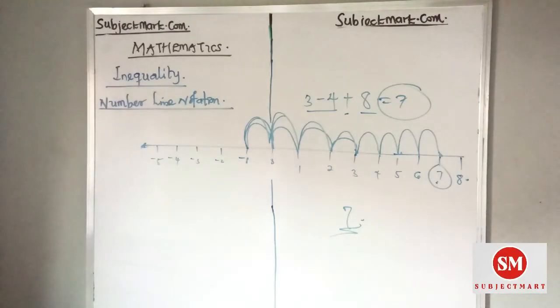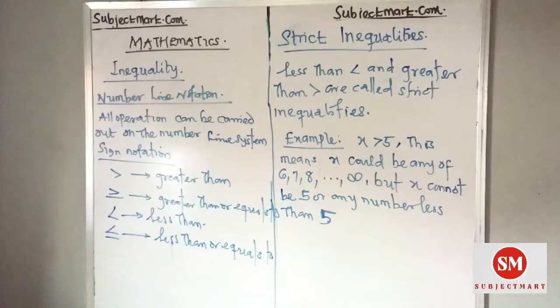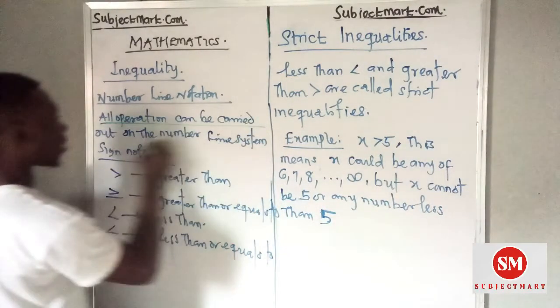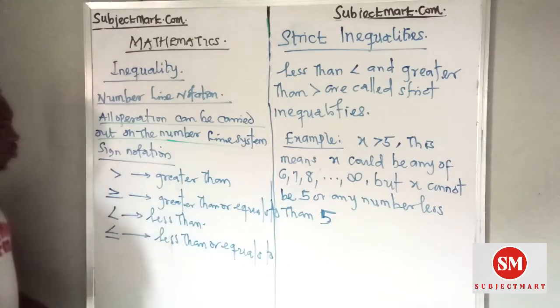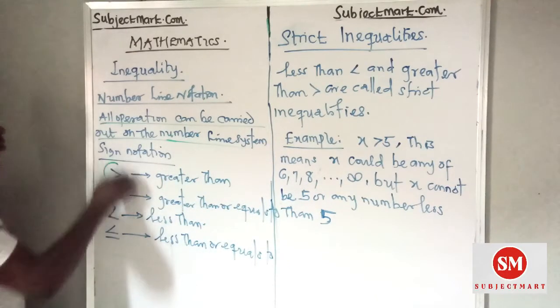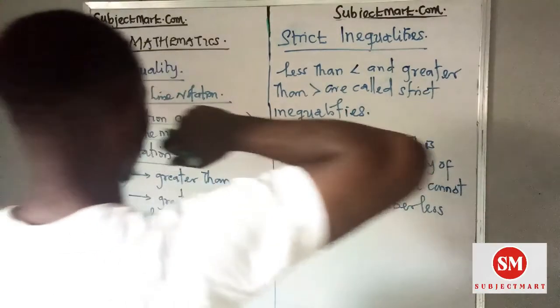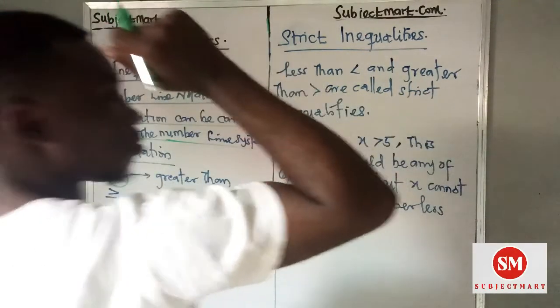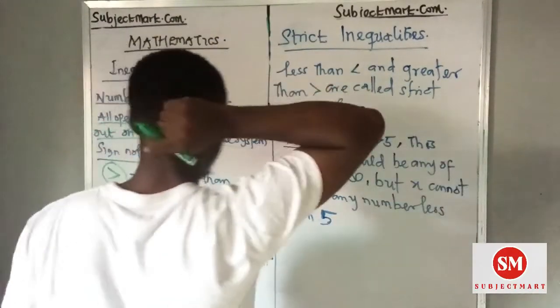Now, we carry out many operations on the number line. Moving forward, all operations can be carried out in the number line system, and we have our sign notation. How do we make this sign? We make this sign using our right hand. Watch my elbow. The right hand here is your greater than. So this sign here is greater than.